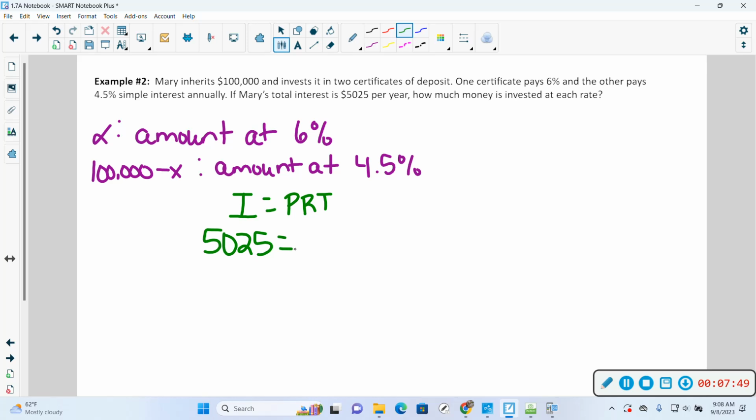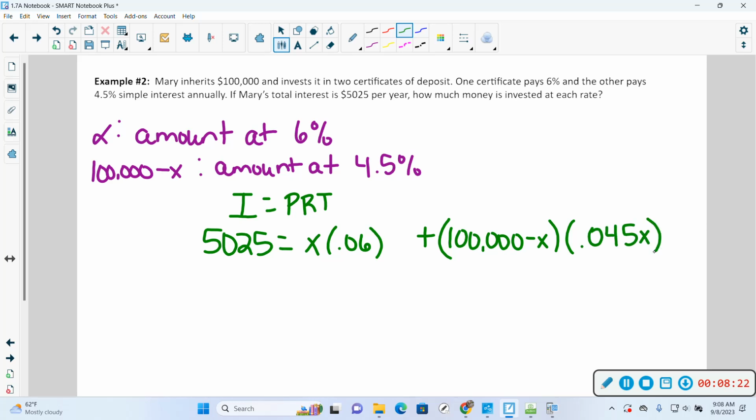Now, for this one, because we have the two different amounts, I'm thinking about our first amount. Again, I'm trying to figure out the principal for it. I have no idea, so I'm going to do x. The rate was 6%, so I'm going to put 0.06 next to that. And then our second amount, that's 100,000 minus x, and the rate on that one is 4.5%, which I'm going to put as a decimal.